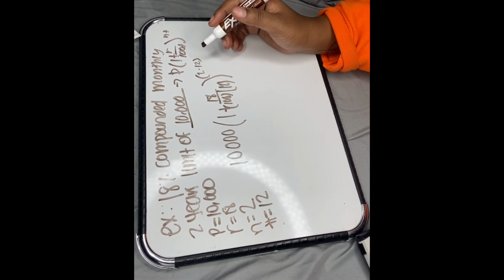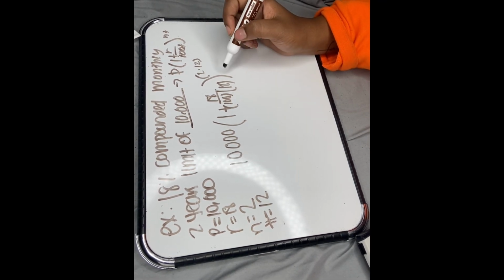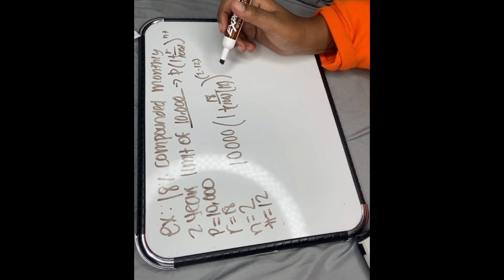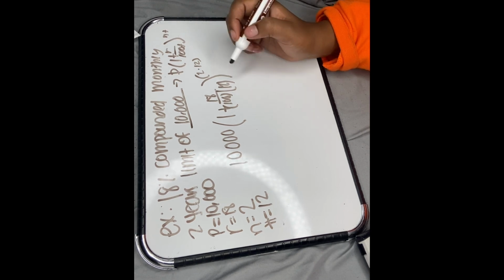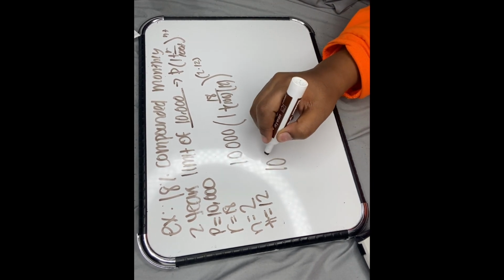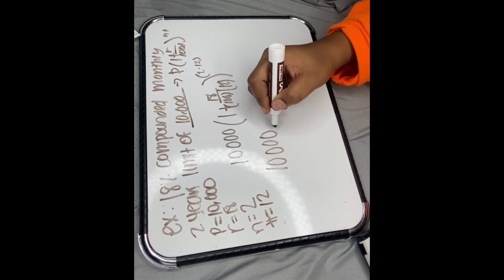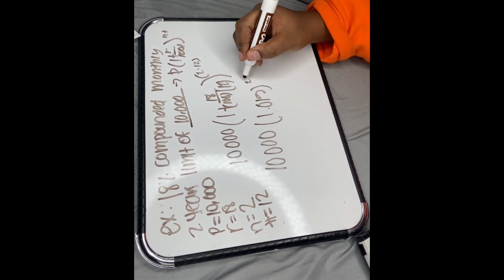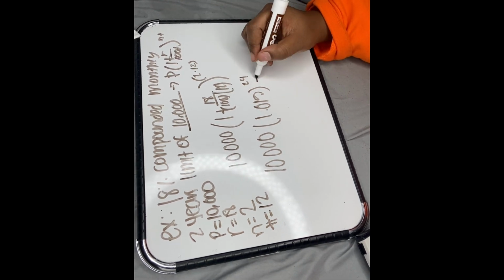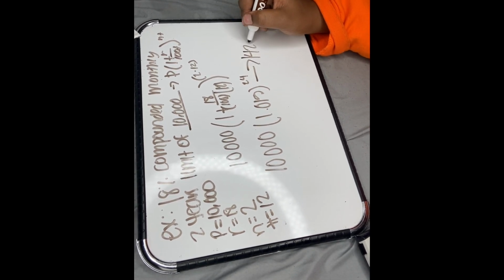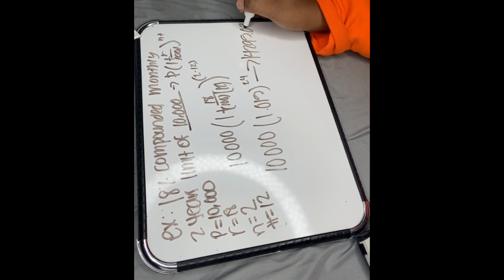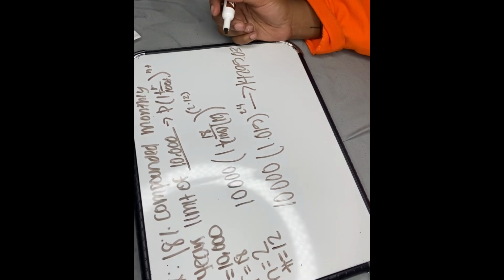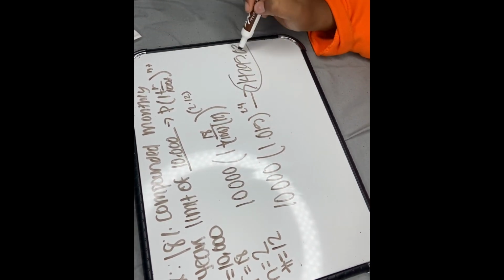Okay, so then after doing that, you can put all this carefully into your calculator, and after putting it into your calculator, it will give you 10,000 times 1.015 raised to the 24, which will give you 14295.03. And that will be your final answer.